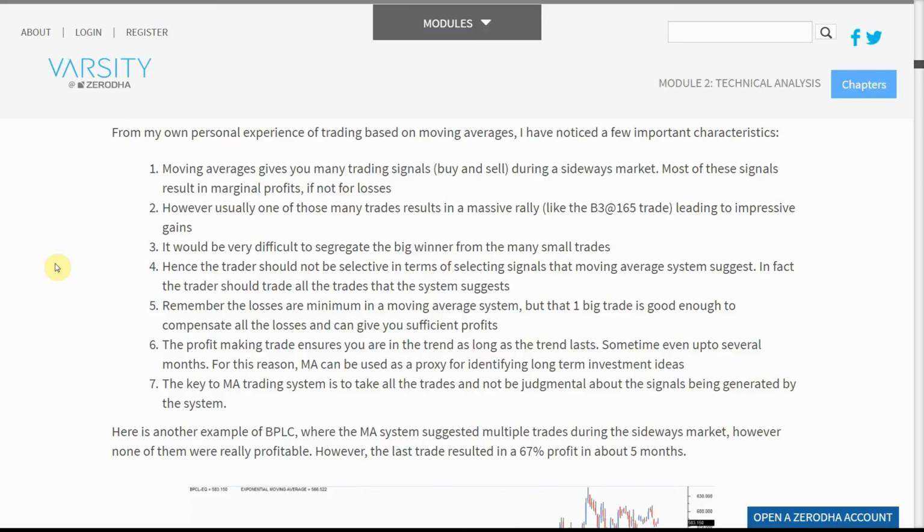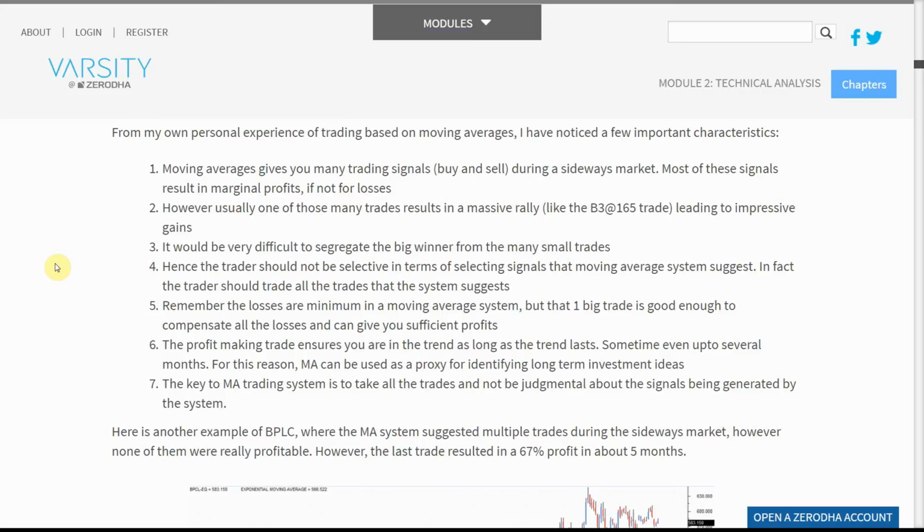Remember, the losses are minimal in a moving average system, but that one big trade is good enough to compensate all the losses and can give you sufficient profits. The profit-making trade ensures you are in the trend as long as the trend lasts, sometimes even up to several months. For this reason, MA can be used as a proxy for identifying long-term investment ideas. The key to the MA trading system is to take all the trades and not be judgmental about the signals being generated by the system.